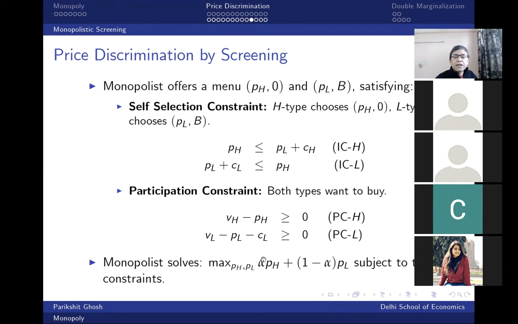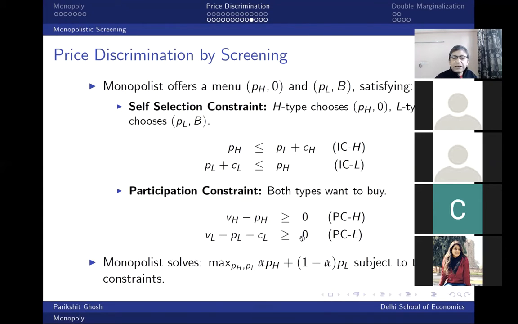Okay. Now, suppose PCL is a strict inequality. Suppose this inequality is strict. Then if we increase both the prices by epsilon, notice that in the first inequalities, both the left-hand side and the right-hand side go up by epsilon, so that cancels out. So the first two inequalities continue to hold, even if both prices are raised by epsilon.